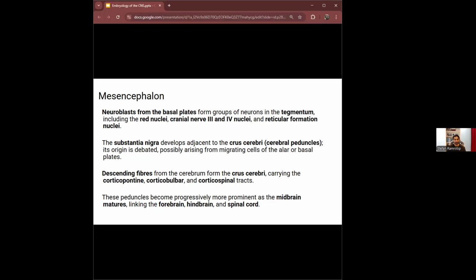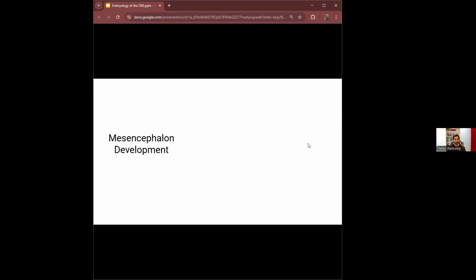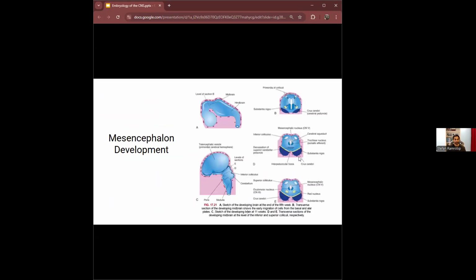The descending fibers from the cerebrum extend through the ventral midbrain to form the crus cerebri, which carries three major tracts: your corticopontine, corticobulbar, and the corticospinal. And as the midbrain matures, these peduncles enlarge and become more defined, forming the conduit between the forebrain, hindbrain, and the spinal cord. This diagram here just shows the mesencephalon development.